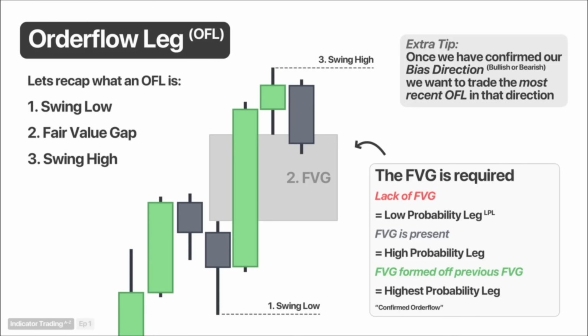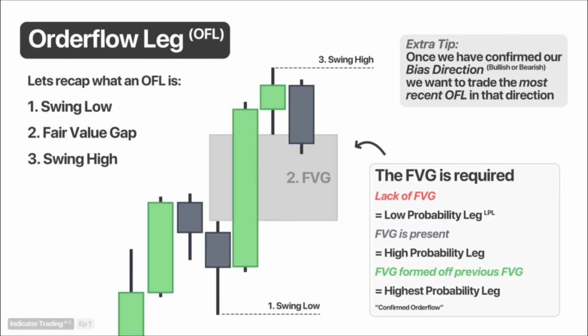Now, the actual highest probability order flow legs that you will find are those which formed off of a previous order flow leg. So think of it as a fair value gap that formed off of a previous fair value gap. This is what is called confirmed order flow, since we have confirmed that price is respecting, in a bullish example, a discount array, and disrespecting premium arrays to then create new discount arrays, creating nothing but bullish arguments for price to continue pushing higher.